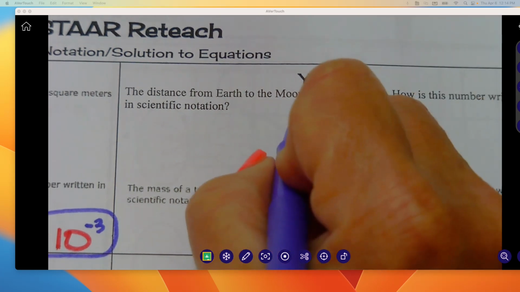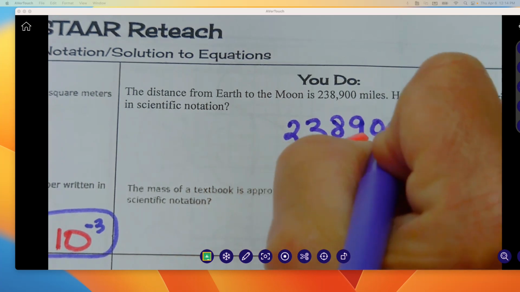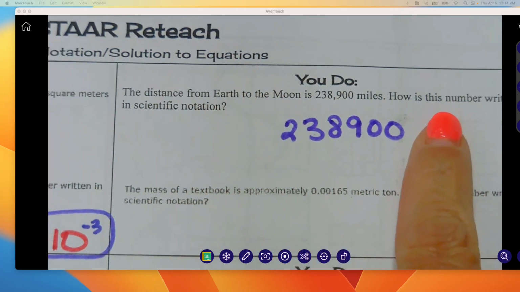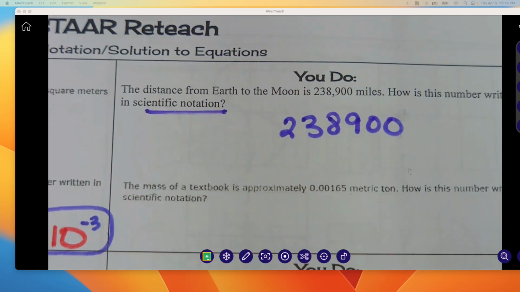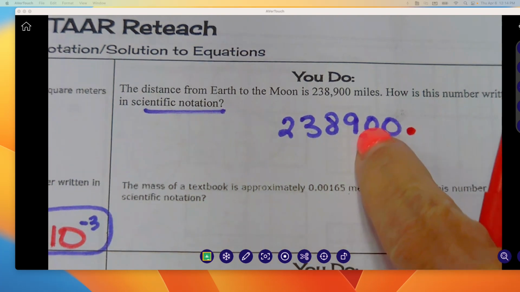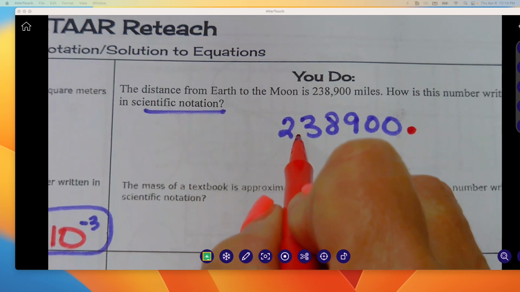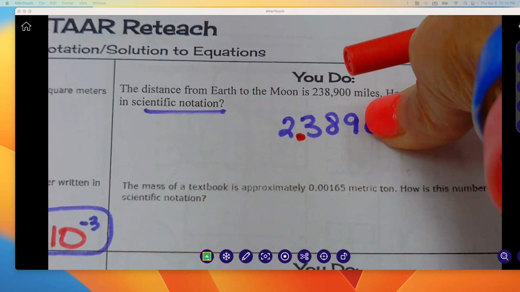First thing you should do is rewrite this number. So 238900. And again, you notice I didn't put a comma. And we are wanting to know how to write this in scientific notation. Okay, when there is not a decimal point, remember it's at the end. Okay, the new decimal point, I'm moving it to where that number is going to be between 1 and 10. So I'm going to move it right here. Okay, so I'm going to cover up my zeros and I'm going to rewrite those numbers.